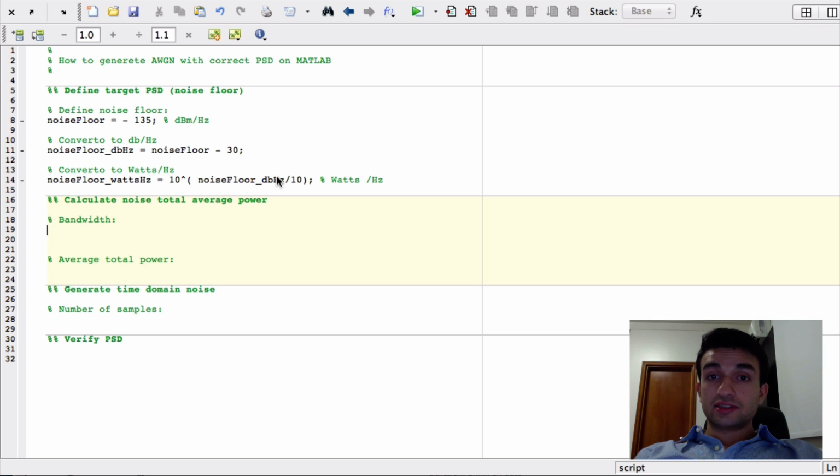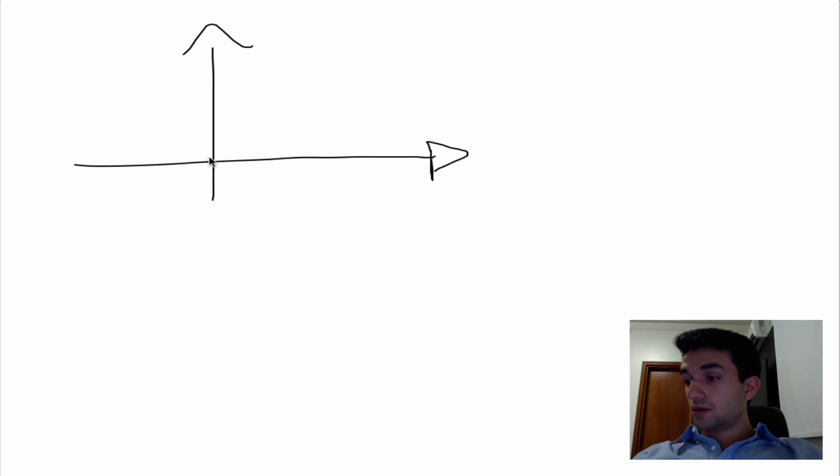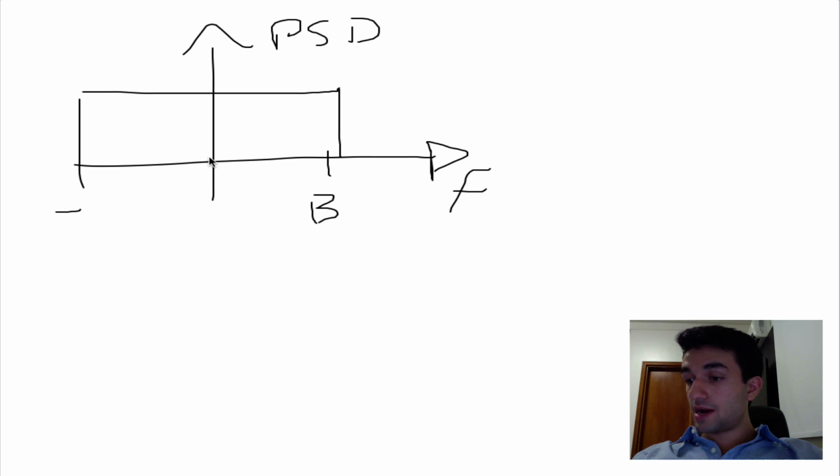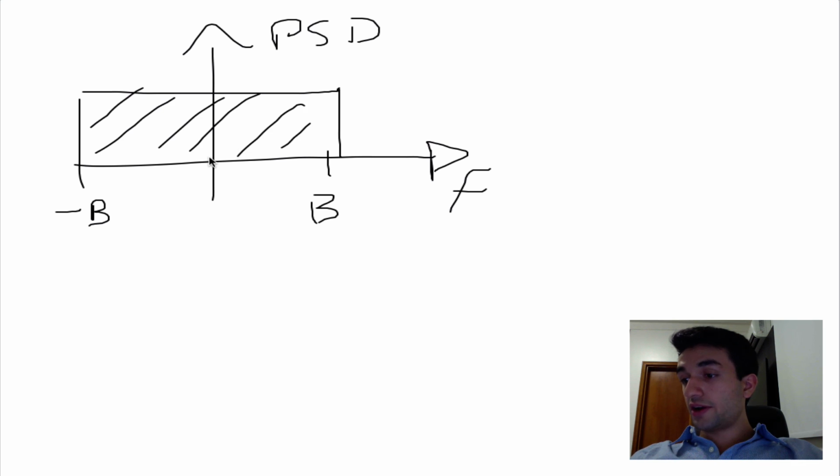To accomplish this, let's assume a baseband system. On the horizontal axis we have the analog frequency, and on the vertical axis we have the noise PSD, which is flat since we are assuming an AWGN channel. Let's assume the bandwidth is B here. So here's minus B. Okay.